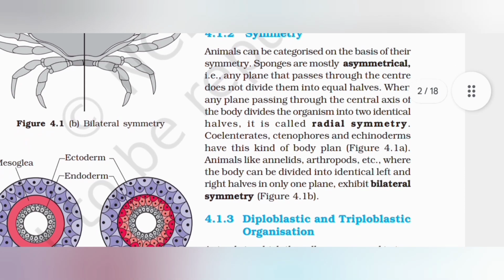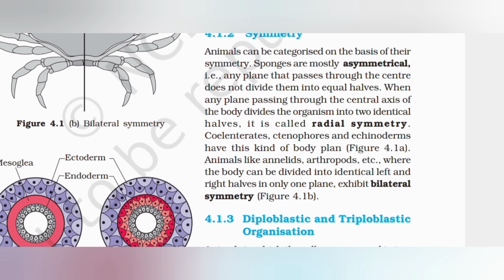4.1.2 Symmetry. Animals can be categorized on the basis of their symmetries. Sponges are mostly asymmetrical, that is, any plane that passes through the center does not divide them into two equal halves. When any plane passing through the central axis of the body divides the organism into two identical halves, it is called radial symmetry. Coelenterates, Ctenophores and Echinoderms have this kind of body plan.